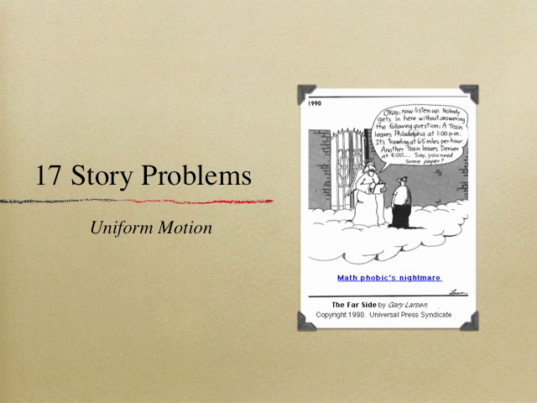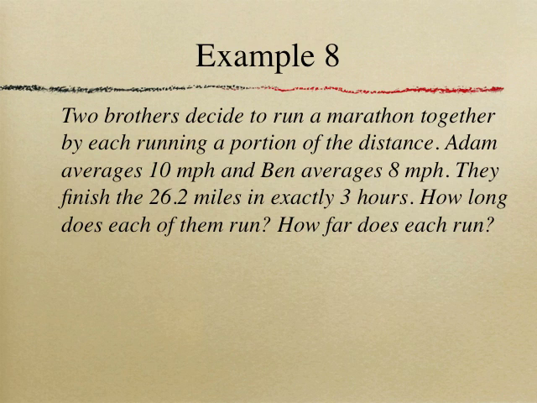All right, this is our 8th story problem for uniform motion. Two brothers decide to run a marathon together by each running a portion of the distance. Adam averages 10 miles an hour and Ben averages 8 miles an hour. They finish the 26.2 miles in exactly 3 hours. How long does each of them run and how far does each of them run? So long refers to time and then how far obviously refers to distance.